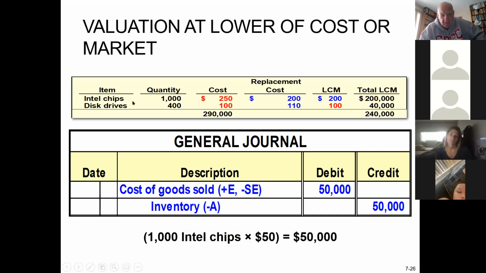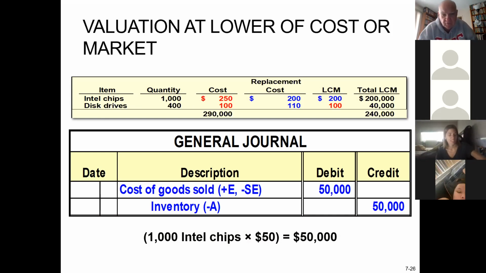We bought 1,000 chips at $250. Okay, so that's pretty good. So that means that our inventory right now is $250,000. We all agree with that? Mm-hmm. Okay, I can read your minds. You all agree. 250,000. That's how much is in our inventory now.